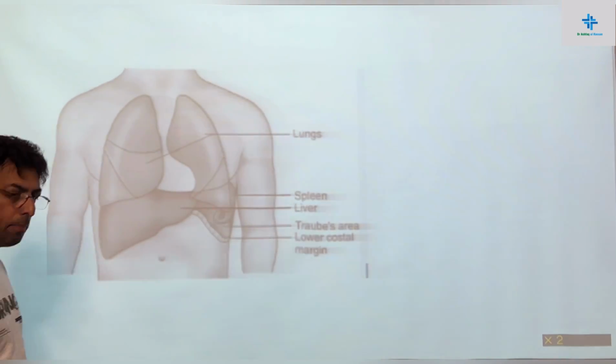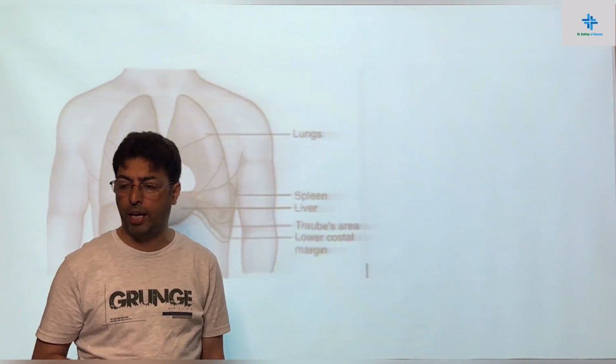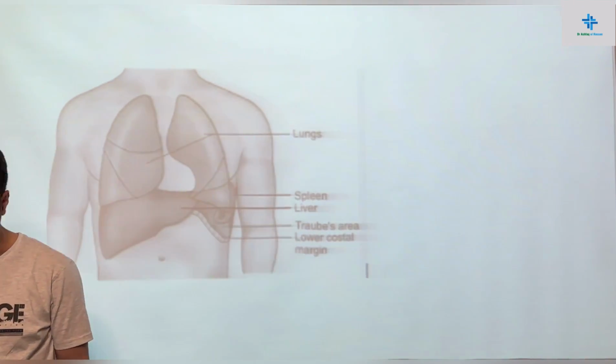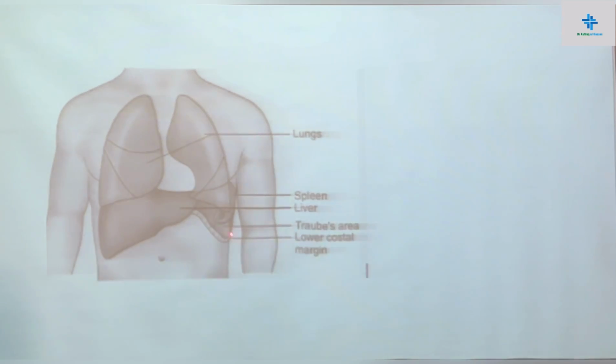Now, this is sometimes asked from an academic viewpoint: what's Traube space? So Traube space, you can see over here. Specifically, this is the Traube space. And what is the Traube space over here? You can see Traube space. And in here, this is the inferior margin of the left lobe of liver, to be specific.